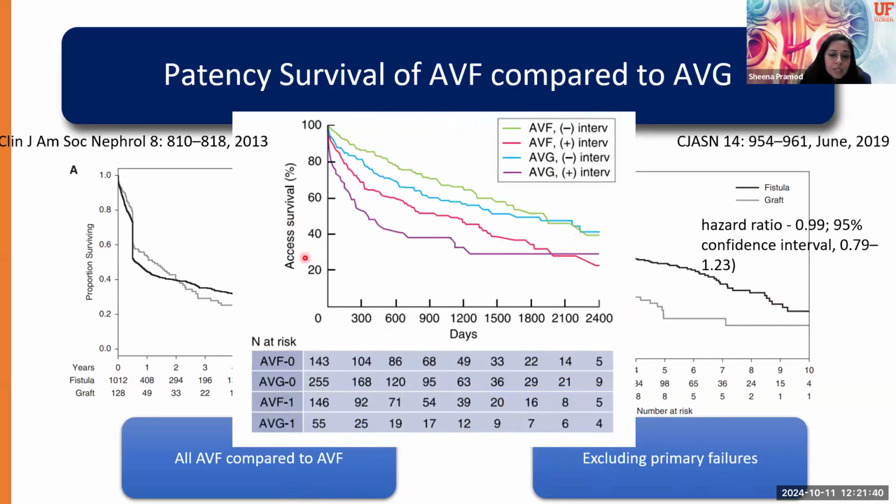And a later study in 2019 looked at similar to see what are the best options in terms of access survival. And this group showed that the best was an AV fistula which did not need any intervention, followed by an AV graft which did not need any intervention, followed by an AV fistula that needed intervention, and lastly, an AV graft that needed intervention. So I'm trying to shift the focus, where we always recommend a fistula, as it might not be the right choice in a certain subset of patients.